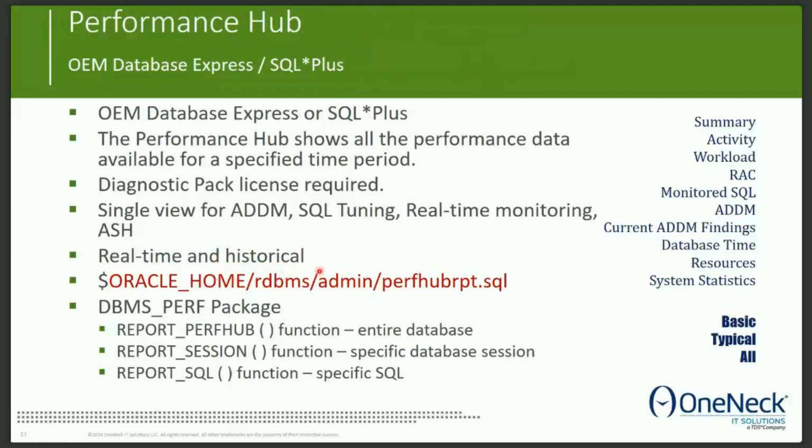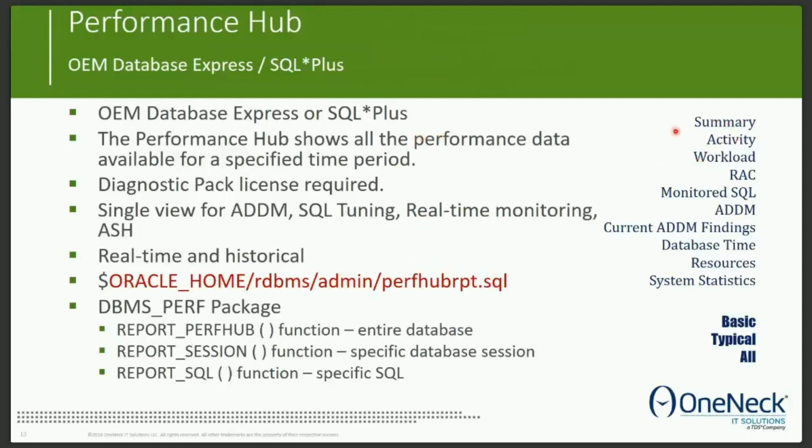Somebody opened a ticket saying there's a performance problem. You call the user, and that problem is not there right now. So when was the problem happening? It happened just 15 minutes back, or 1 hour back. So how do you go back and look at it? In OEM, you're not going to get that granularity when you go beyond 1 hour. But if you provide Perf Hub the time frame, then it will give you more information.